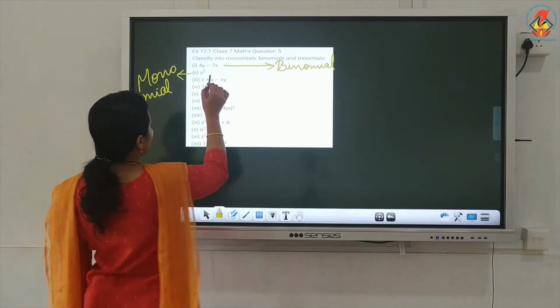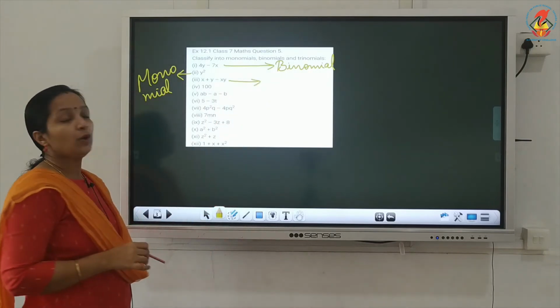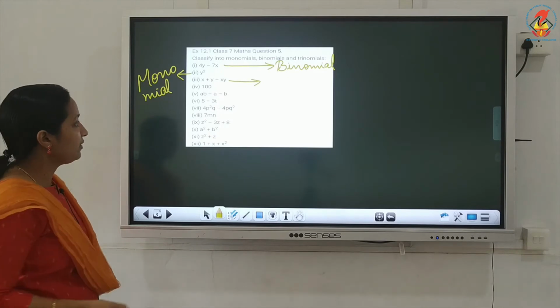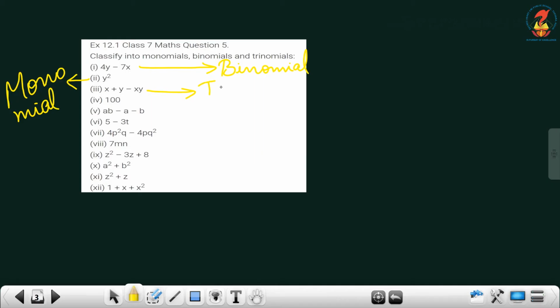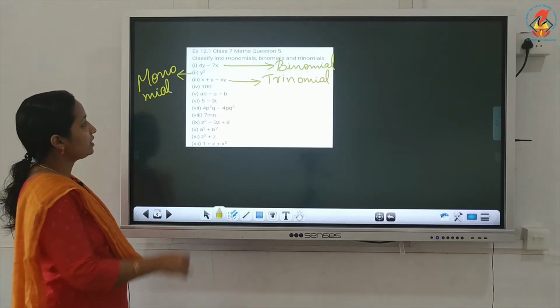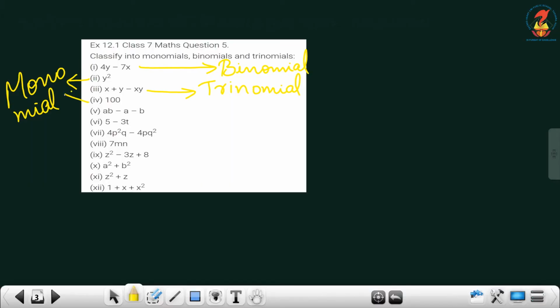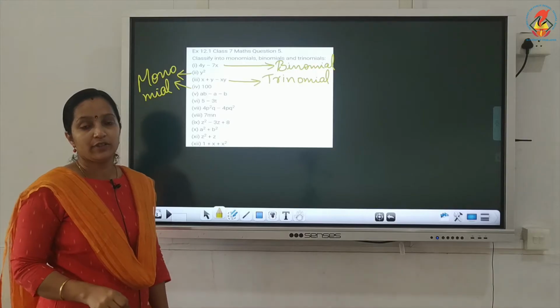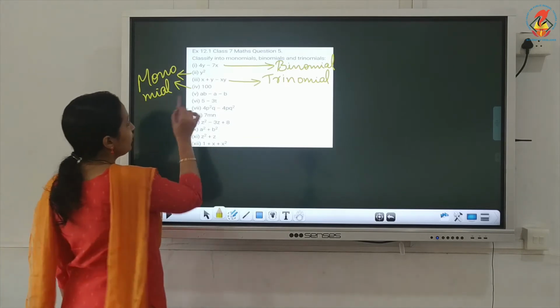And look at this one, the third question. How many terms are there? x is one term, y is the second term, and negative xy is the third term. There are three terms. So what is the name? Trinomial. Okay children, now look at question number 4. 100. Only one term is there. So we can call it a monomial. If it is only one term, what is the name? Monomial.